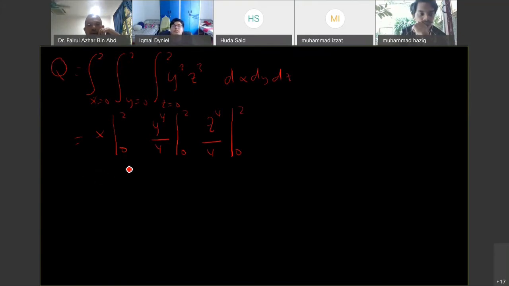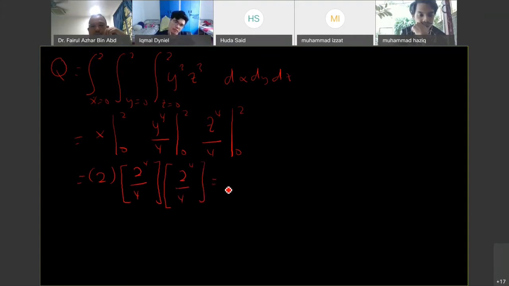So please solve it. How much do you get here? So 2. This one will be 2 to the power of 4 divided by 4. This one also will be 2 power of 4 divided by 4. So how much do you get? The answer for this.